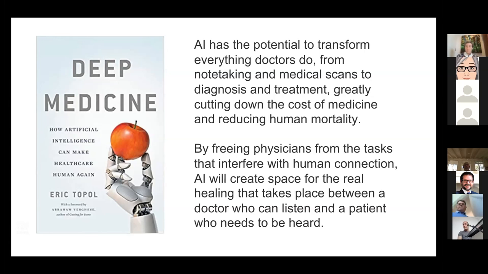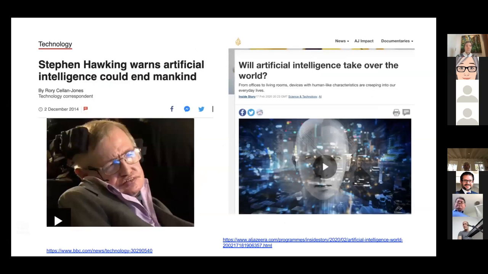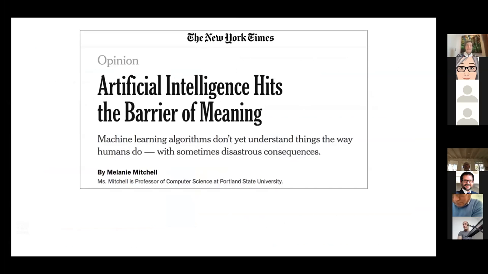And so there's a lot of research and work in developing AI algorithms. Now there's some fear too about, you know, is artificial intelligence going to end mankind? Is it going to take over the world? There's been lots of movies about this. In reality, if you look at what artificial intelligence can do, it can do a lot of amazing things, but it hits a barrier.